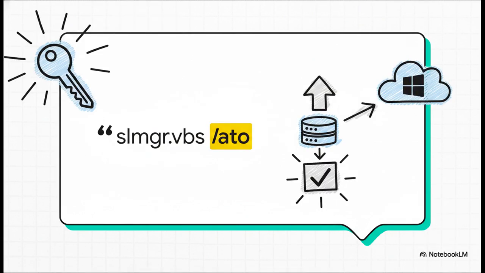Now, once that key is installed, you've got one last step. You'll type in this second command. The /ATO part tells the system to attempt online activation. It forces Windows to ping Microsoft servers right then and there to verify the key you just put in. You should get a little pop-up saying it was a success.